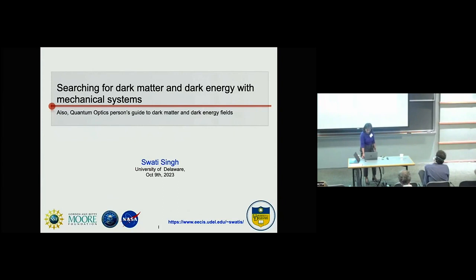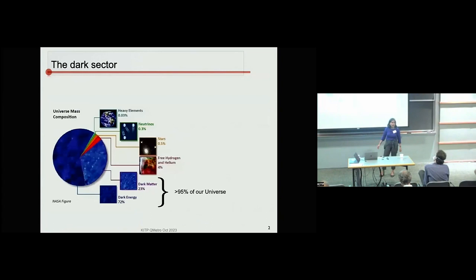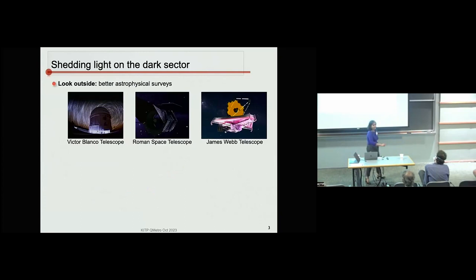So Andy gave the big problem picture, and I'll just follow up on it. More than 95% of our universe is made of dark matter and dark energy, stuff we don't understand and don't know about. But we know very well that it's over 95% of the universe, and that's from astrophysical surveys. So anything we know about dark matter and dark energy, for sure, has been from looking outside. As we get bigger and better telescopes, we are going to learn more about what they are not, or all kinds of constraints on dark matter and dark energy.